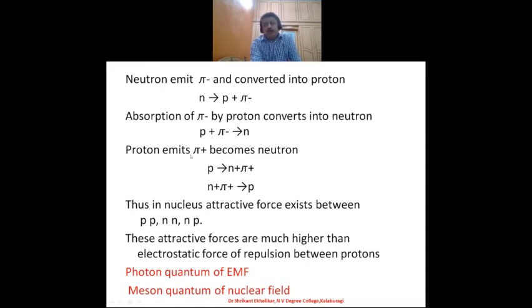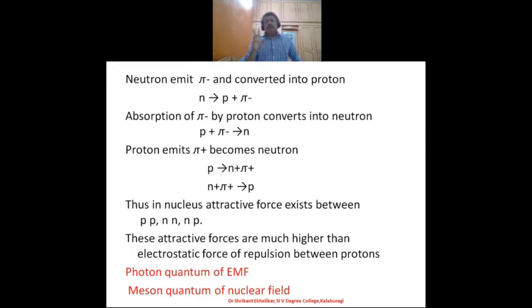So a proton emits a pi plus, a positive pion, and then it becomes a neutron. A proton emits pi plus and becomes a neutron. A neutron absorbs pi plus and becomes a proton. So Yukawa said that proton and neutron are continuously converted from one into the other. When a proton becomes a neutron, its coordinates are changed.